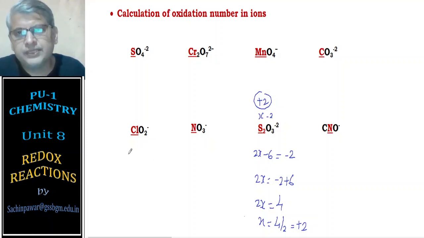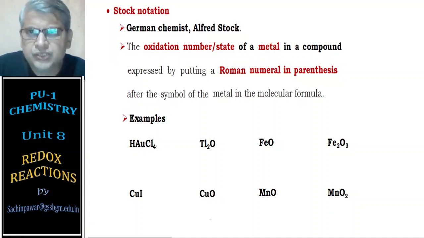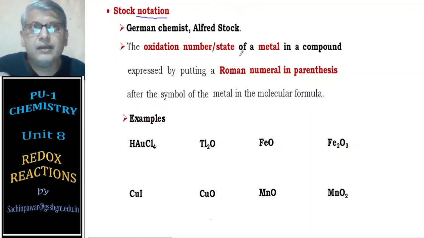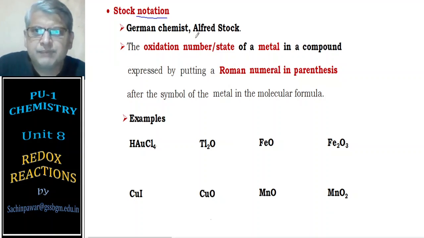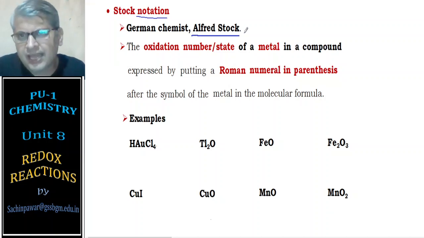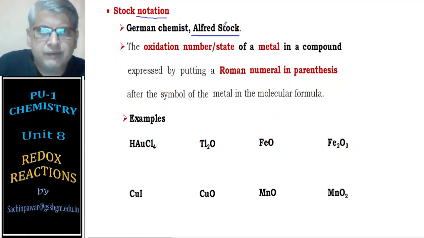The next part of the topic is Stokes notation. When I say Stokes notations, they are simply notations. Notation means how that particular compound's formula is written, I can say a simple formula. This is proposed by a German chemist known as Alfred Stock, and that's why it is called Stock notation. It is a notation given to metallic compounds.